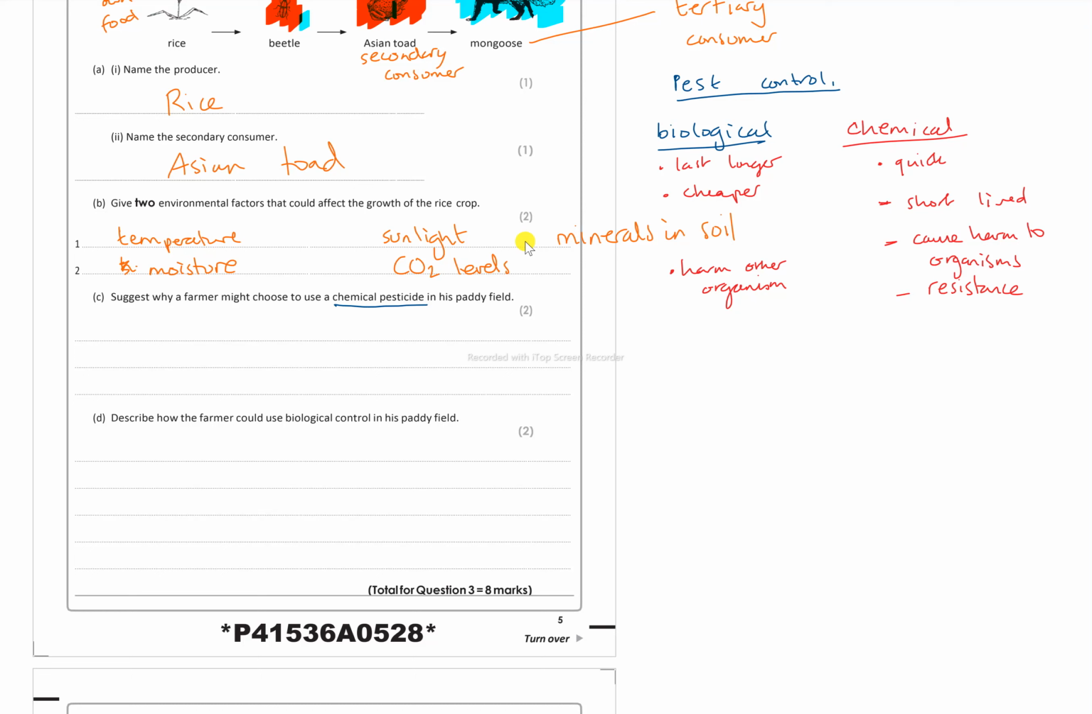So why would a farmer choose that? Because in his paddy field it is to kill off the pest. And what's the benefit of that? It's a 2 marker, so less crops eaten. Done.